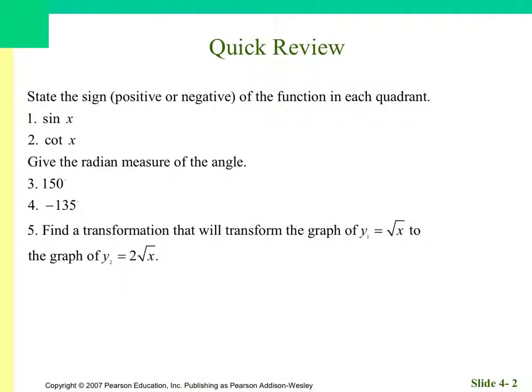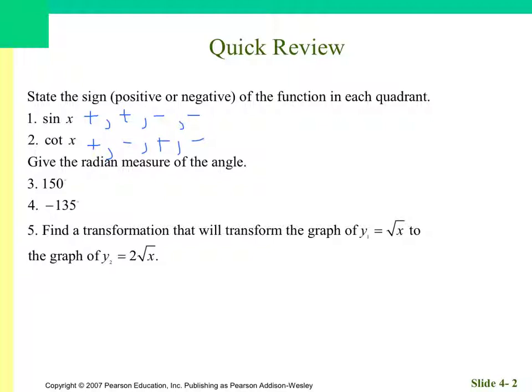State the sign, positive or negative, of each quadrant. So quadrant 1, all are positive. Quadrant 2, sine is positive, and the others are negative. Cotangent, a smart trig, so quadrant 3: negative, positive, negative.